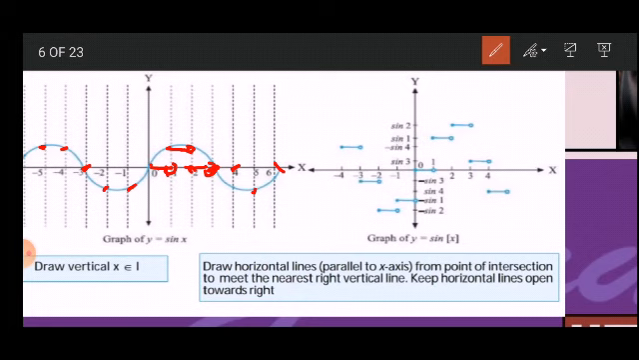So draw a horizontal line from the point of intersection to meet the nearest right vertical line. Keep the horizontal lines open towards the right. Always you have to keep the horizontal line towards the right. Okay.